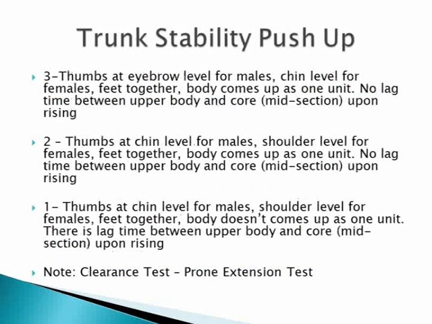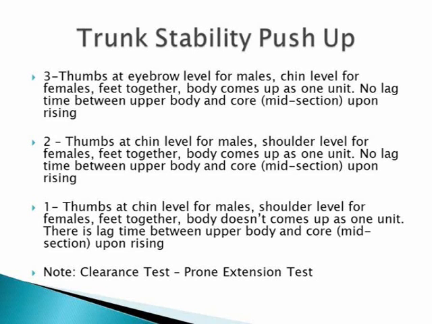Trunk stability push-up. This is the only test on the Functional Movement Screen that has different criteria for males and females. So for a 3 for males, the thumbs are at eyebrow level. For a female, for a 3, the thumbs are at chin level. And the criteria is the body must come up as one unit, so there's no lag time between the upper body and the core, or the midsection, upon rising.